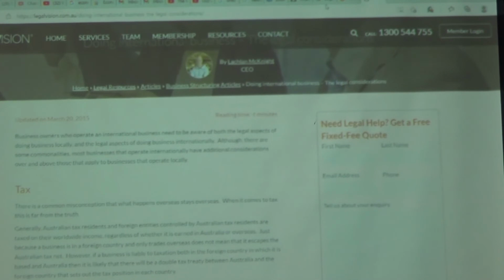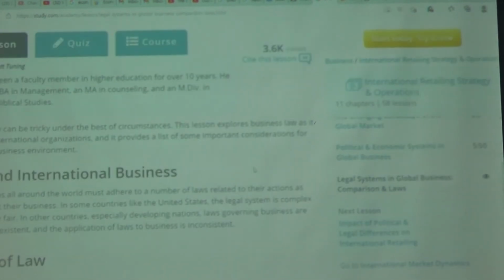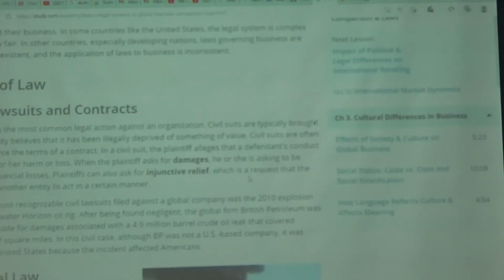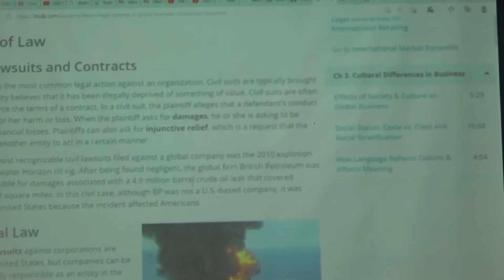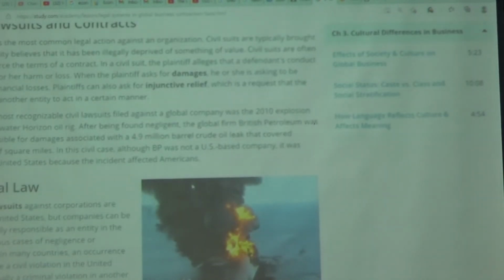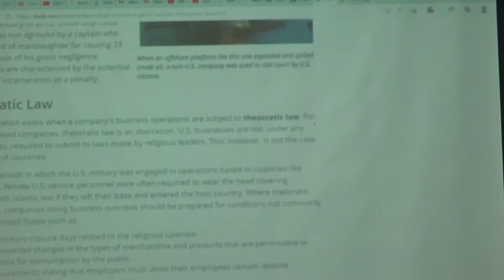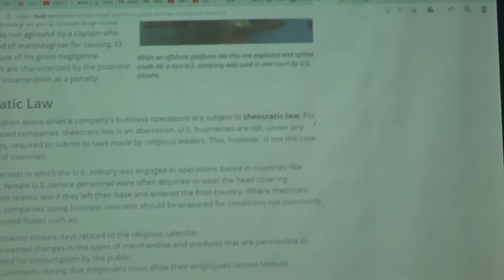One more section I can cover here today. See if there's anything we missed. Lawsuits and contracts. I put this one into the chat too. I know it gets cut off, but it's pretty good review. Theocratic law, that means law of religion. So this is the kind of thing that would happen in Saudi Arabia, right? So that's what I was talking about before.